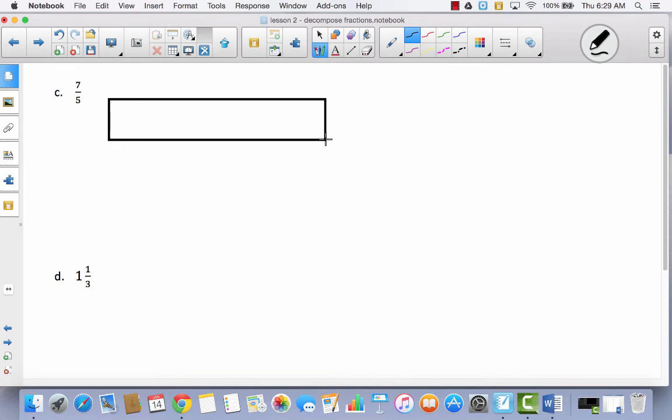Okay, so the first thing I'm going to do is determine my whole, because when I see a numerator that's greater than the denominator, I know that this is going to be greater than 1. So I'm going to go ahead and label this 1. My denominator is 5. That tells me I have to divide this into 5 parts. That means I have to draw 4 lines. So I've got 1, 2, 3, 4.